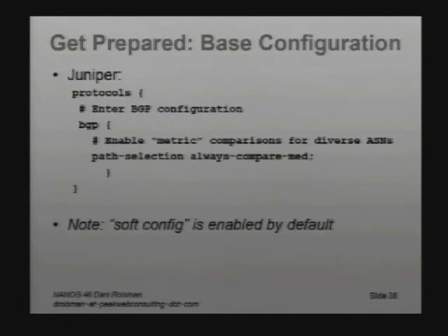In the Juniper world, go ahead, enter protocols bgp mode, and turn on the always-compare-med path-selection option. Soft reconfiguration is enabled by default, in fact.